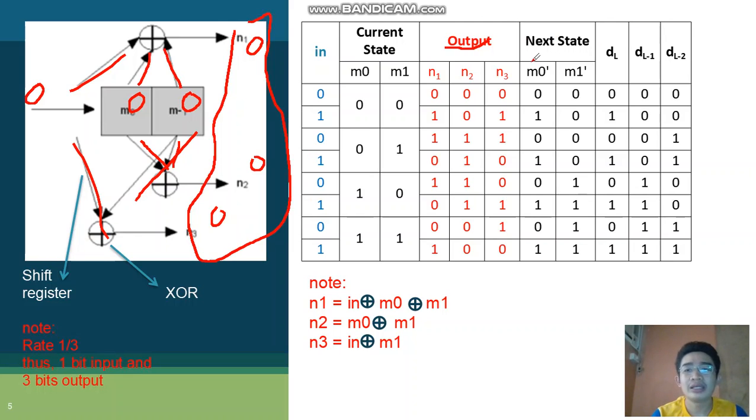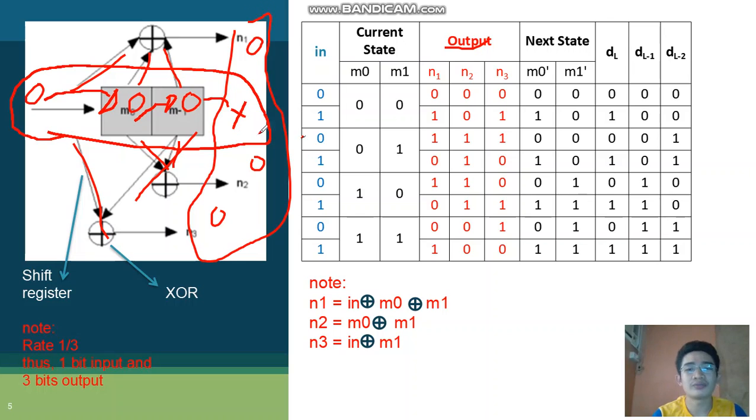We can see the next state by determining it: we will put this input to the right side of M0, and this M0 we will move to M1, and this M1 will be cancelled, and the next state is 0, 0.